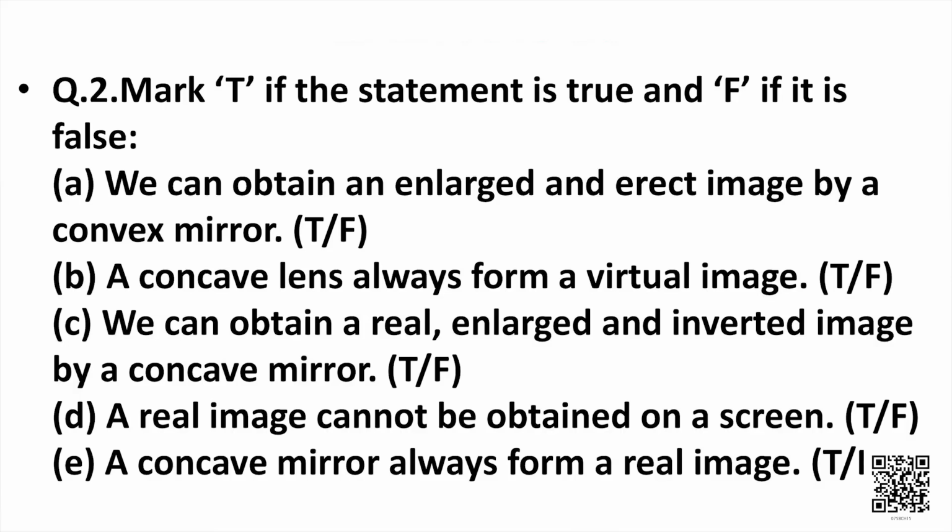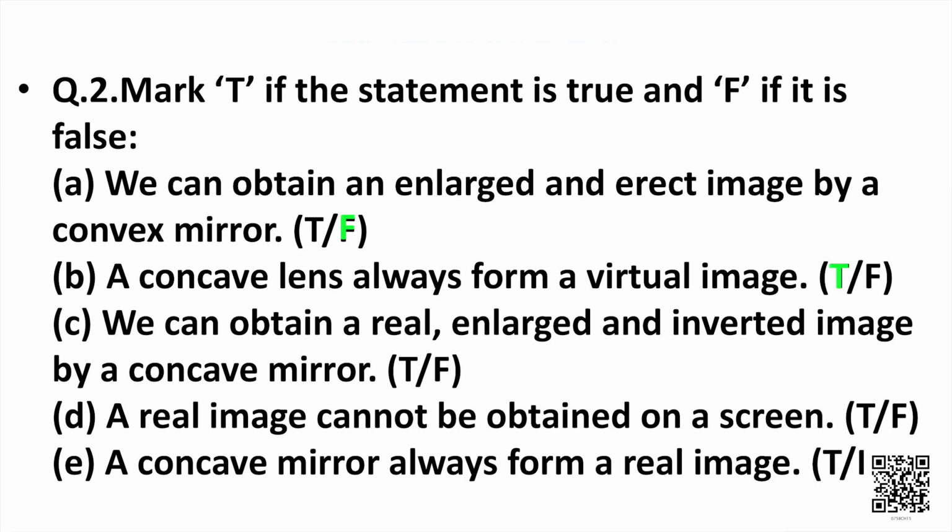Let us perform these exercises as well to fortify our knowledge of this chapter. So the first question is, mark T if the statement is true and F if it is false. So students, the first statement is, we can obtain an enlarged and erect image by a convex mirror. So we know that this statement is certainly false. A concave lens always forms a virtual image, which is true.